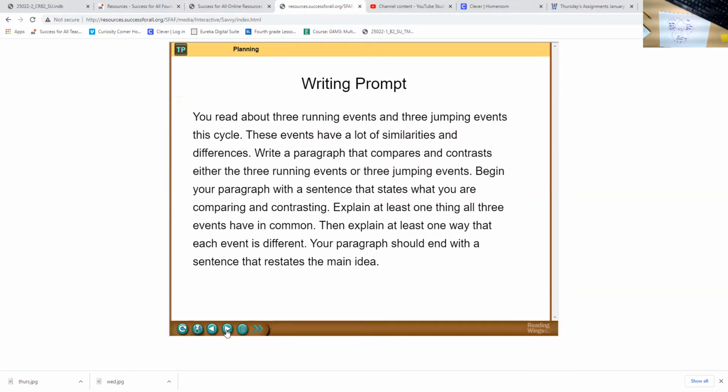Begin your paragraph with a sentence that states what you are comparing and contrasting. Explain at least one thing all 3 events have in common. Then explain at least one way that each event is different. Your paragraph should end with a sentence that restates the main idea.